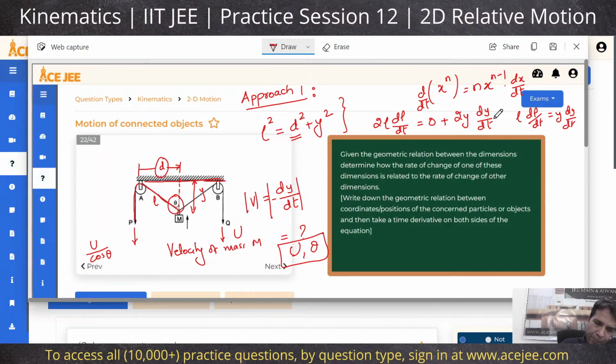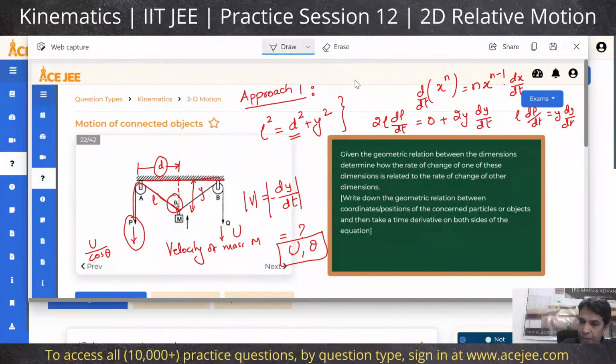What is dl by dt? dl by dt, by the way, is also a negative quantity, but it tells us at what rate the string, the length between the pulley and the mass m, is reducing. And that will be the rate at which we are pulling it downwards. So if you pull it by 1 meter, the distance between A and M is going to reduce by 1 meter. So dl by dt must be u. So L times u is equal to y into dy by dt.